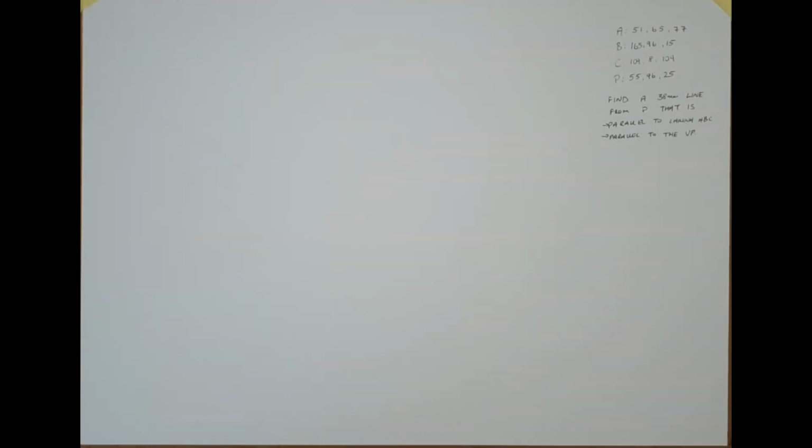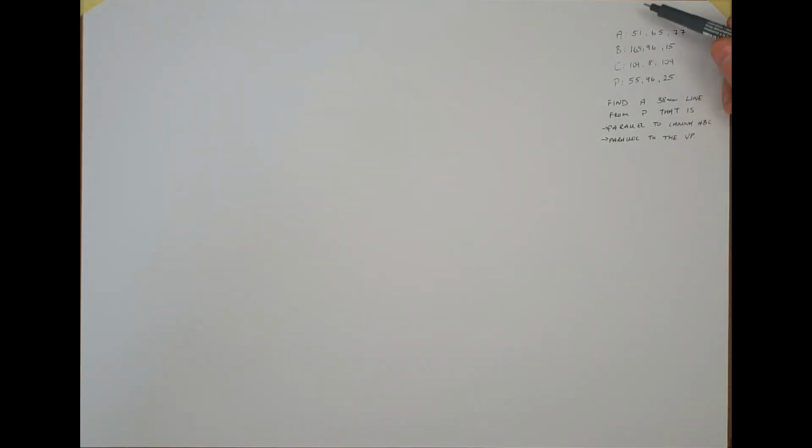So the coordinates are set out here in the top corner, and again, just like last time, if you find it hard to see them, listen up and write them down. Point A is 51, 65, 77. Point B is 165, 96, 15. Point C is 109, 8, 109. And point P is 55, 96 and 25. The question: find the 38mm line from point P that is parallel to the lamina ABC and parallel to the vertical plane. That is our question right there.